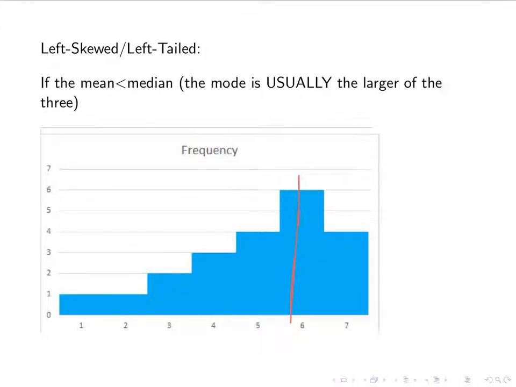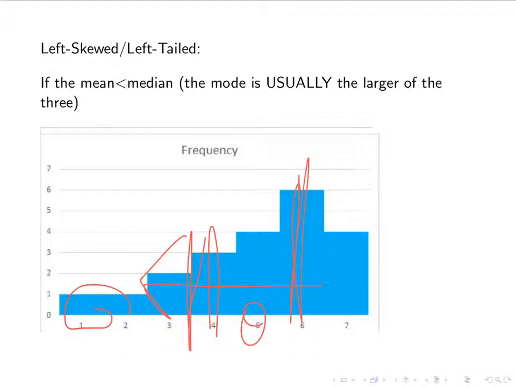Over here we have our mode. Our median would be somewhere smaller than that, maybe around the 5 or so. And then the mean would be smaller because these values over here are bringing the mean down. So the mean might be somewhere over here, or over here. So the mean is the smallest on left-skewed or left-tailed, the median is typically in the middle, and the mode is typically the largest of the three.